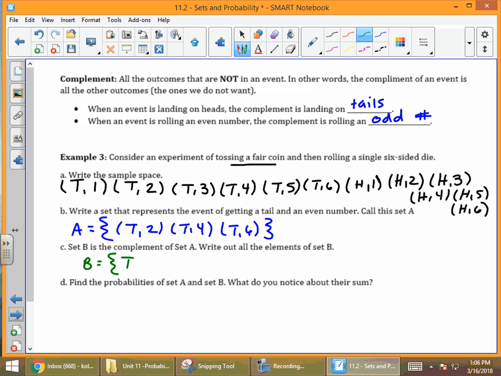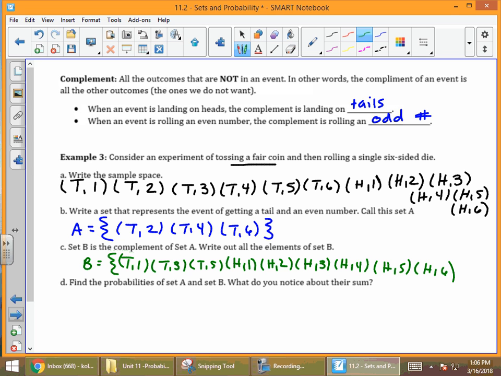So tails and odd ones go in there: T1, T3, and T5. They didn't fit into that event. They didn't fit into set A. And then all the ones that have heads: heads 1, heads 2, heads 3, heads 4, heads 5, and heads 6. Those are the squiggles.